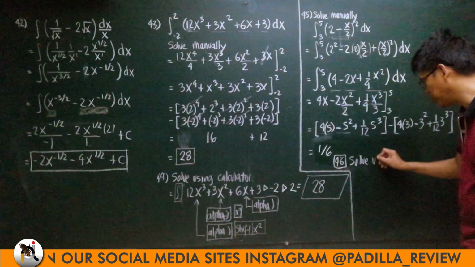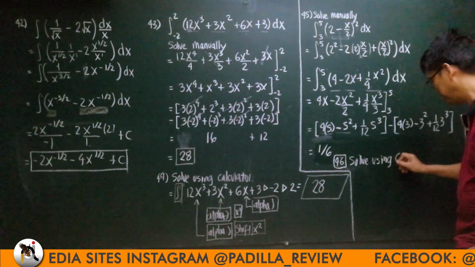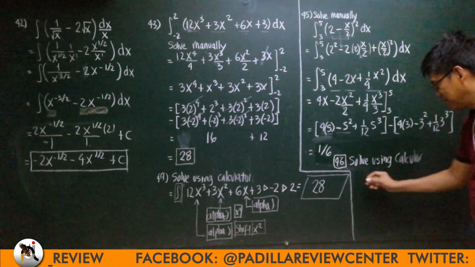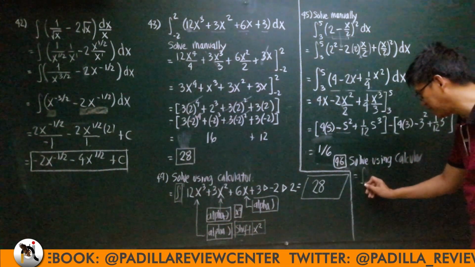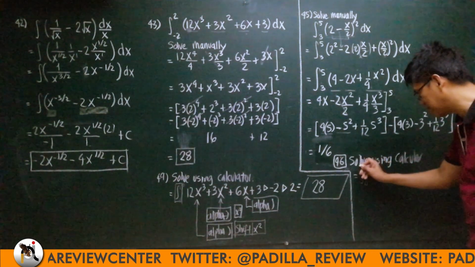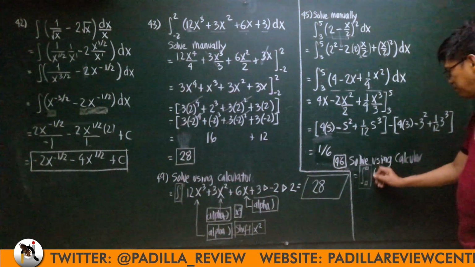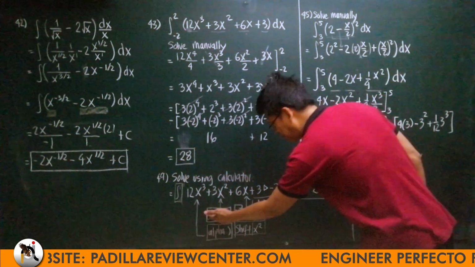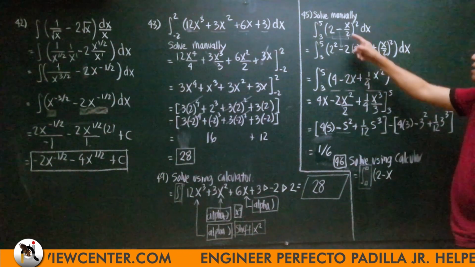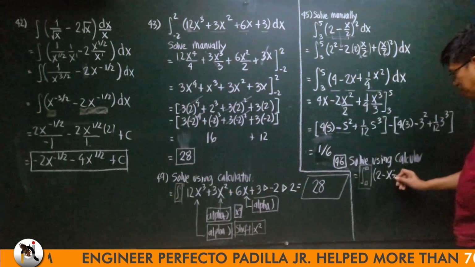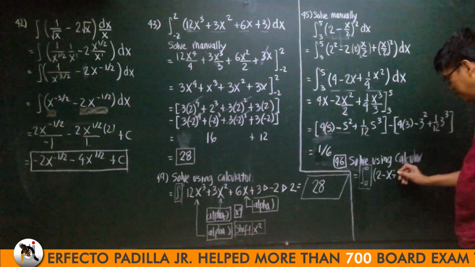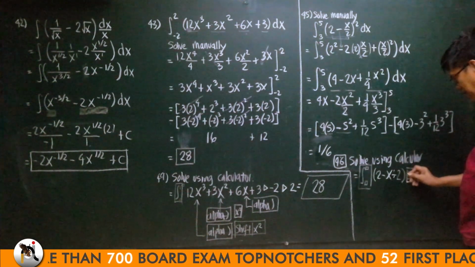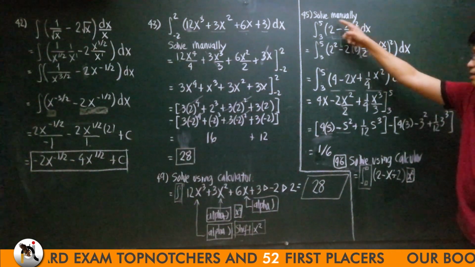Solve using calculator. Using the calculator here will be straightforward. So press the integral key, lower limit, upper limit. Then open parenthesis 2 minus x. X will be alpha, close parenthesis. Then divide by 2. You may press divide or the fraction key. Close parenthesis, then squared. Squared key is x squared. Okay? So I have it now here.